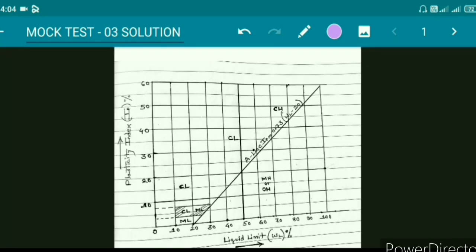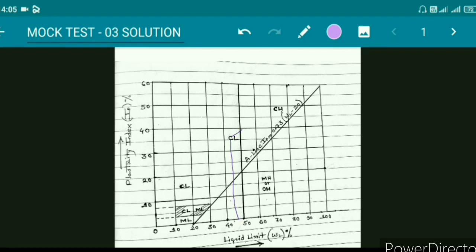So now here, if we look into the plasticity chart, so this is the plasticity chart where x-axis represents the liquid limit percentage and the y-axis represents the plasticity index. So in that question, it was mentioning that the liquid limit is 45%, it is above the A line. So here you can clearly see that the liquid limit of 45% is here, and it will be CI, means clay with intermediate plasticity. So the answer will be CI.